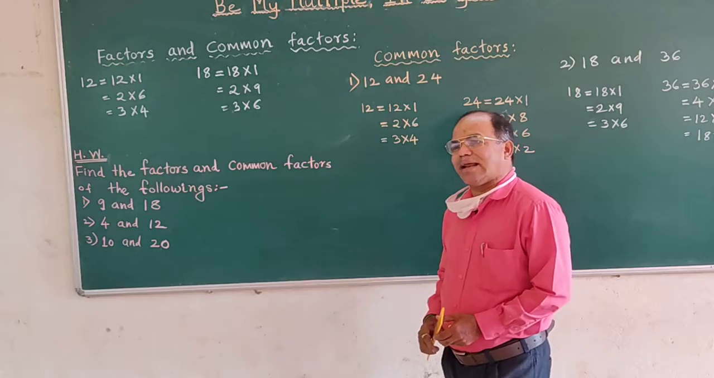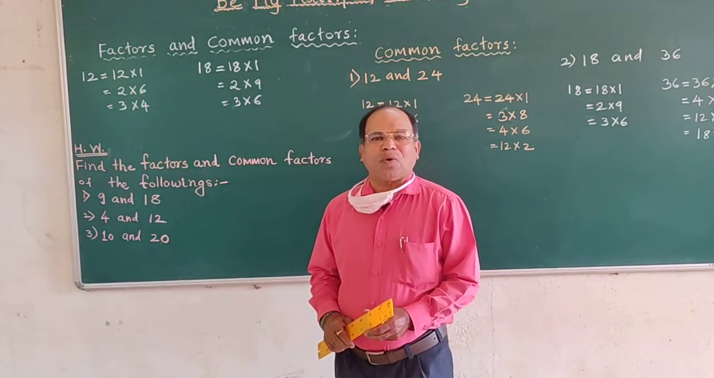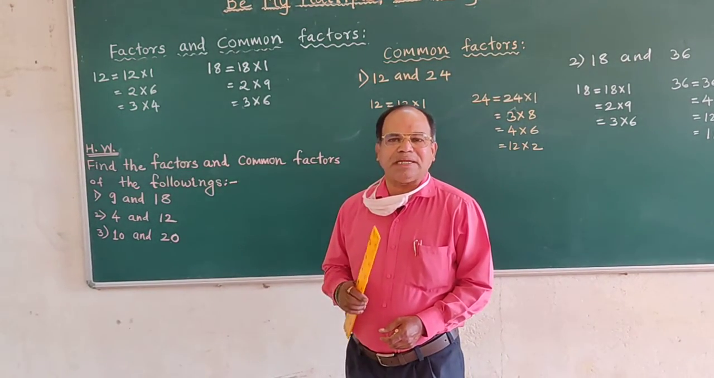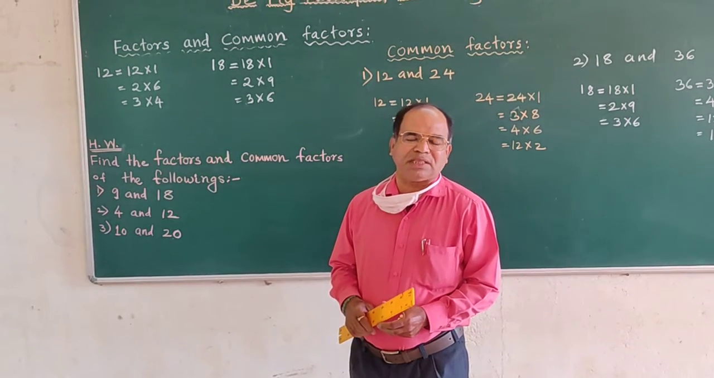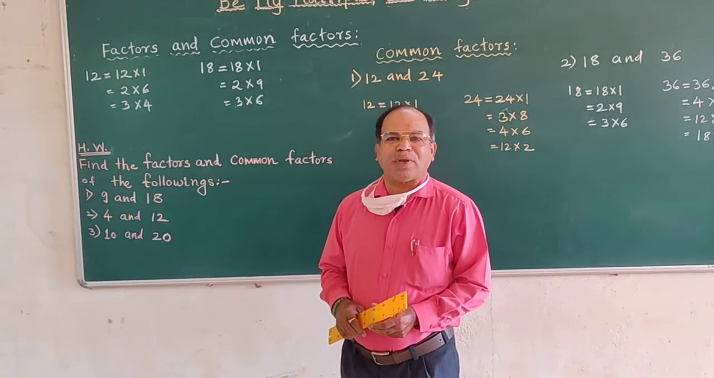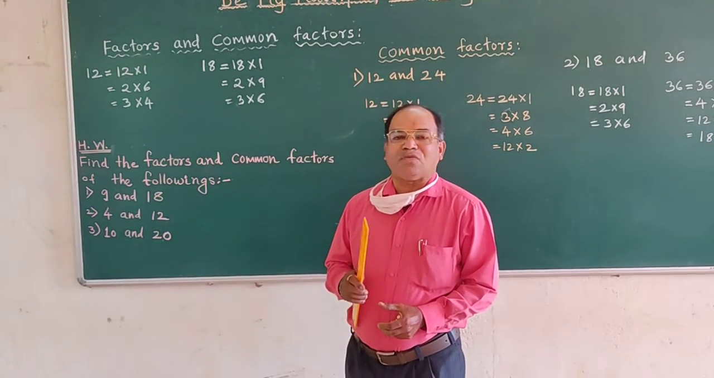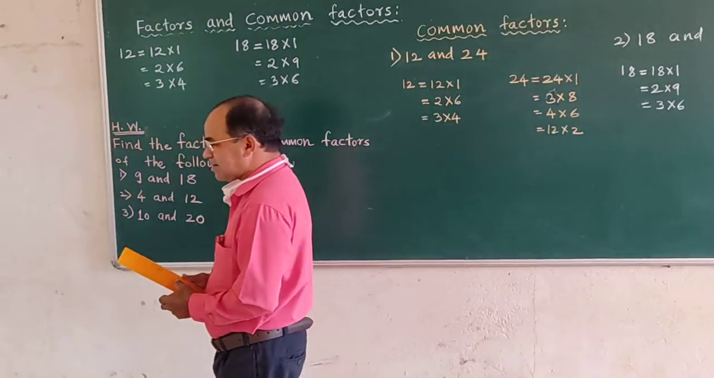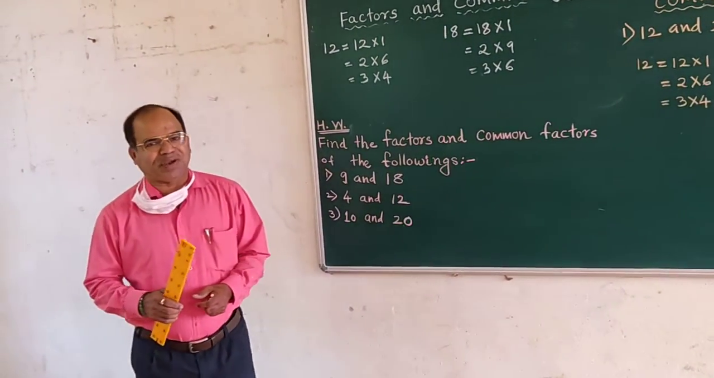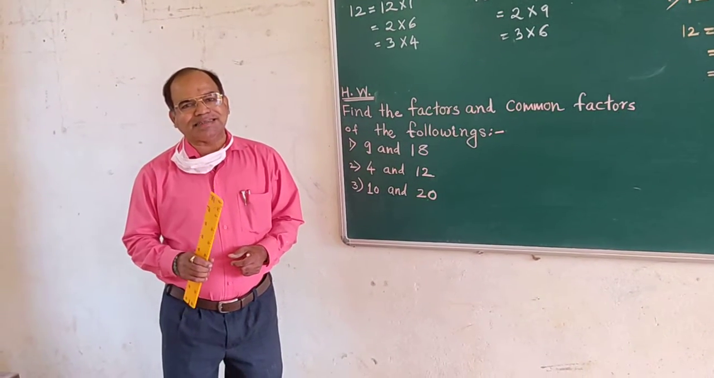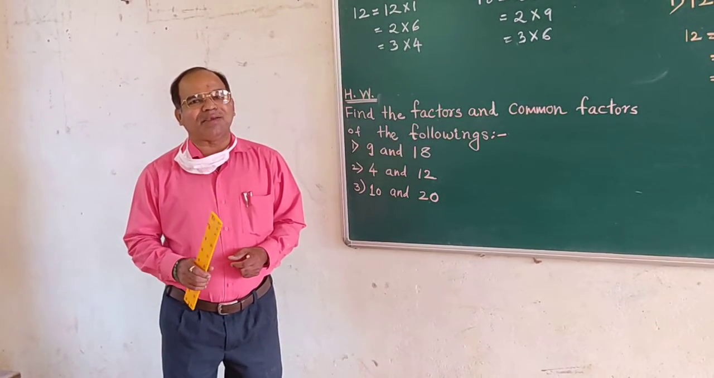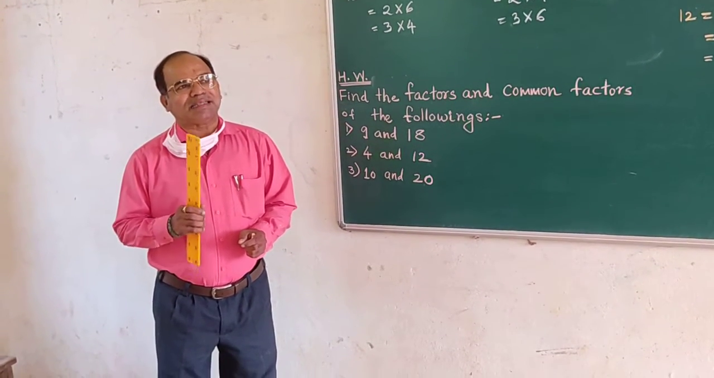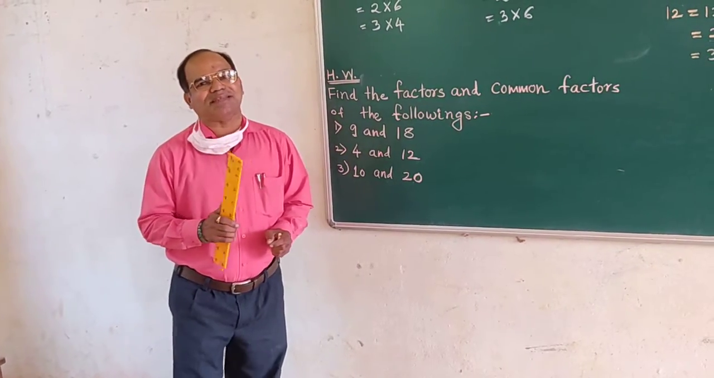So in the last class we discussed the concept of factors and multiples, and also about finding multiples and common multiples of a given number. Today you will learn about finding factors and common factors of a given number. In the last class we discussed factors. So what is a factor? A factor is a number which divides the given number exactly. That means the numbers which divide the given number exactly are called factors of that number.